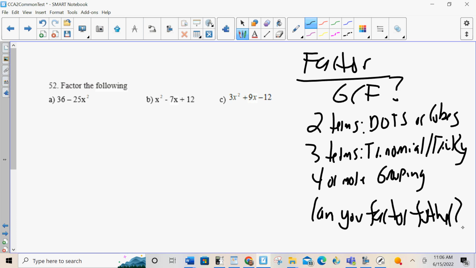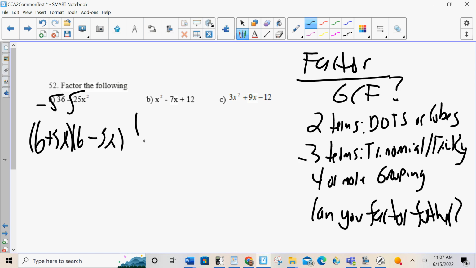So, is there a GCF? No. Two terms, are they both perfect squares? Yes. Dots is always two sets of parentheses, plus and minus, square root of each, 6 and 6, 5x and 5x. B, is there a GCF? No. There are three terms, so it's a trinomial. Is it a tricky trinomial? No. Two sets of parentheses, x and x. First sign comes down, negative and a positive is a negative, multiplies to 12, adds to 7, 3 and 4, bigger number comes first.